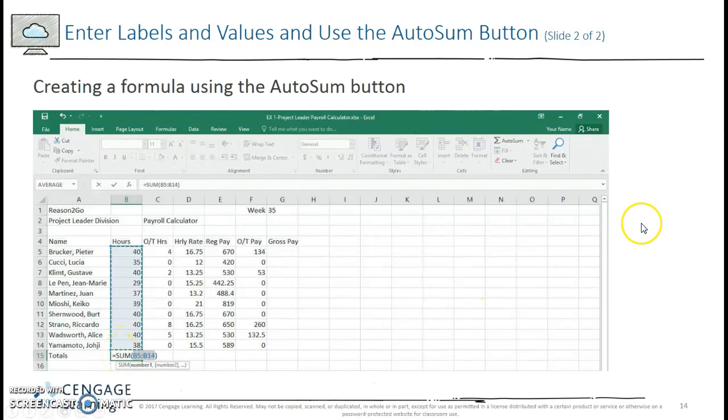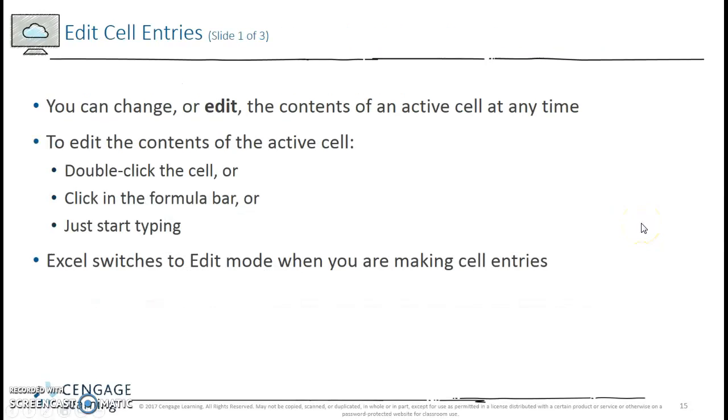And as you start to work with Excel, you'll start to understand these a little bit more. You can change or edit any of the contents of the active cells at any time. To edit the contents, you need to double click on the cell and then go into the formula bar and make the change. And then it will go ahead and change that calculation for you. And then after you get done, it switches from edit mode to making the cell entry.